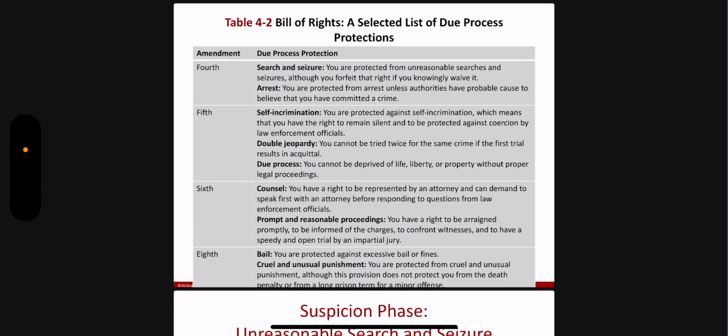And then lastly, cruel and unusual punishment. Basically, the Constitution says you are protected from cruel and unusual punishment. However, it is really vague as to what that actually means.